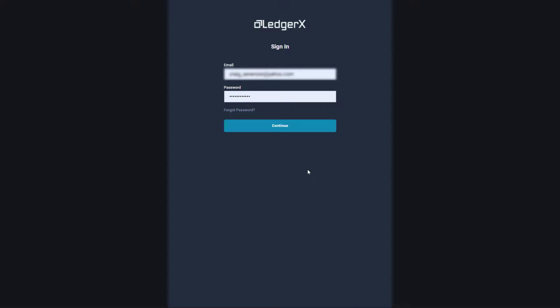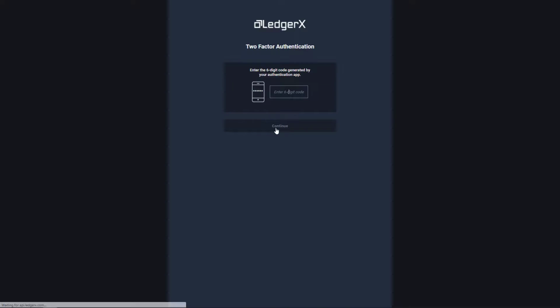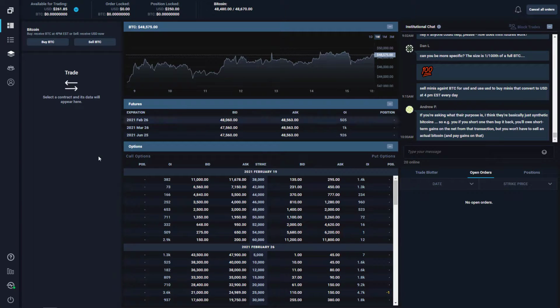Let's go ahead and log into our interface with username and password, and that's going to bring up our two-factor authentication. So we're going to put that code in and get going with this. And there's the interface. A couple of things that you'll find out, first of all, is that this interface is just for trading BTC options.